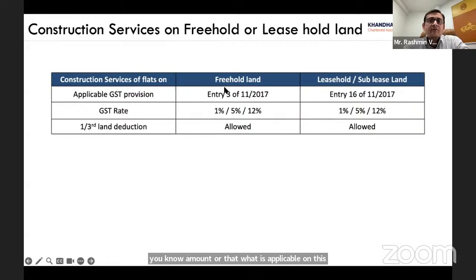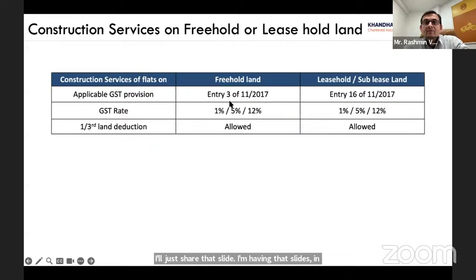In a scheme arrangement, the sale of land is entirely separate and the construction agreement is separate. In the construction agreement, whether GST at 1% or 7.5%, or, see, if land is being treated separately and the remaining part is being treated separately, I'd suggest that it would be 18% on construction services only. I'll just share that slide. I have it in subsequent slides.